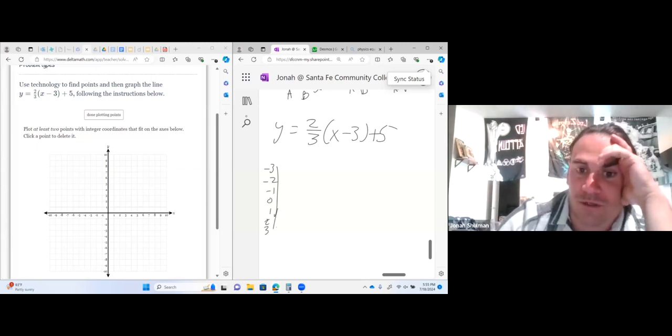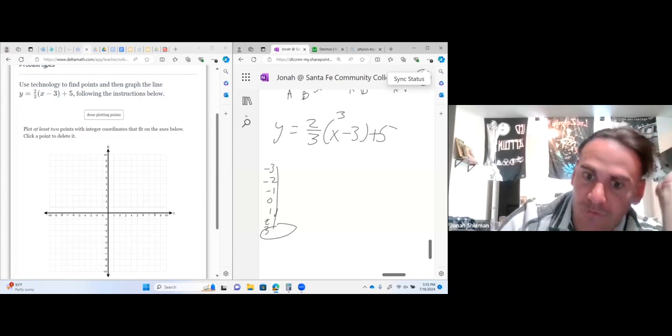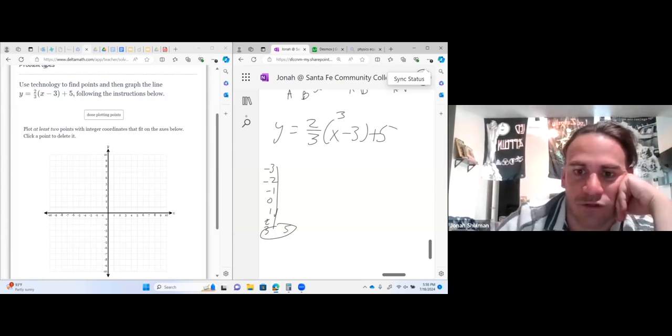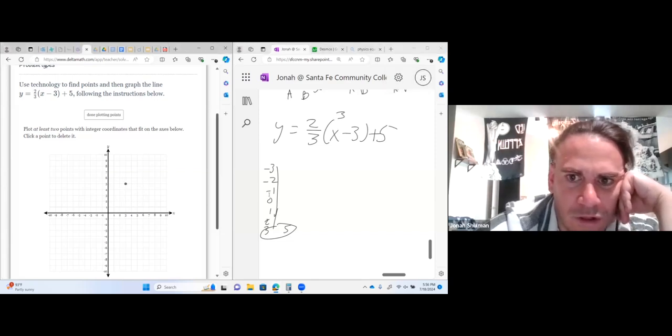So let's do the 3 and the minus 3. So 3 minus 3 is 0. 0 times this is 0. So the first one is 3, 5. Cool.